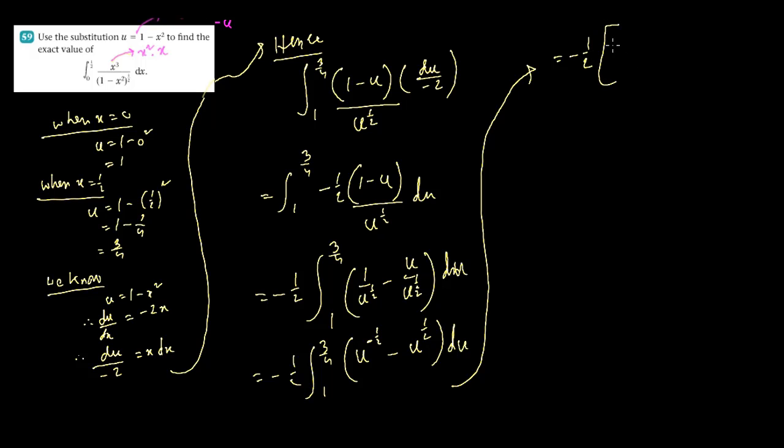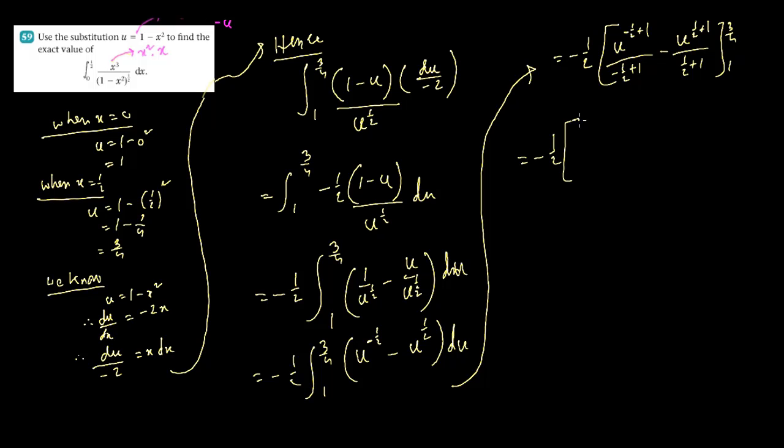Now let's do the integration. The integration of u to the power minus half will be u to the power minus half plus 1 divided by minus half plus 1. So this would be u to the power minus half plus 1 divided by minus half plus 1, minus u to the power half plus 1 divided by half plus 1, and the limit is 1 to 3 by 4.